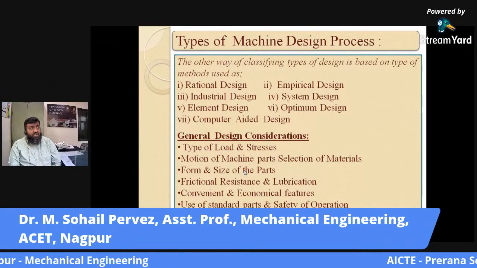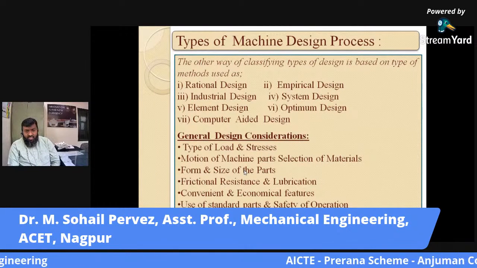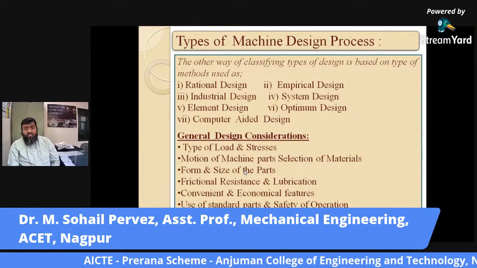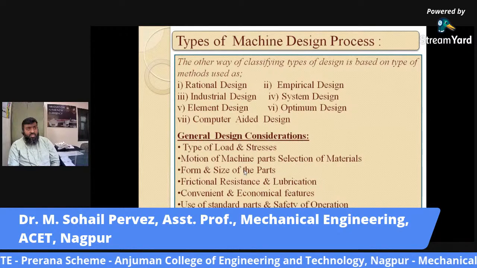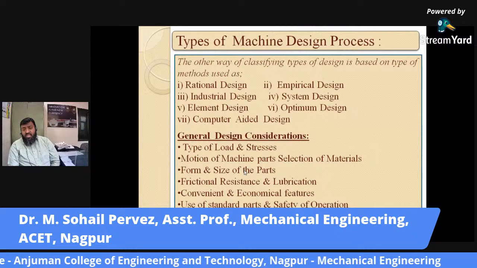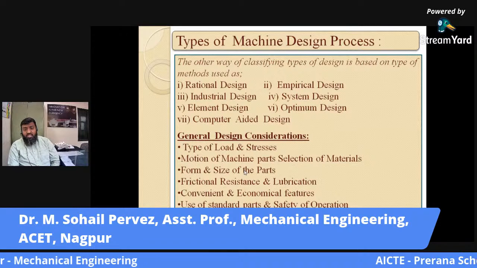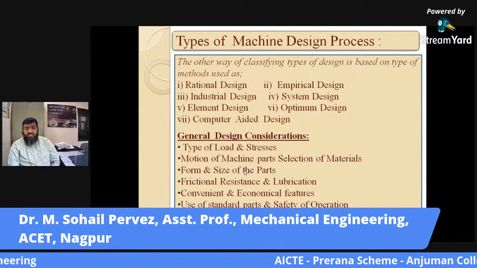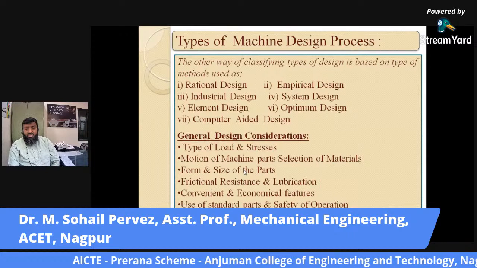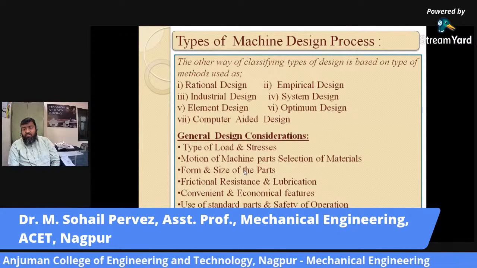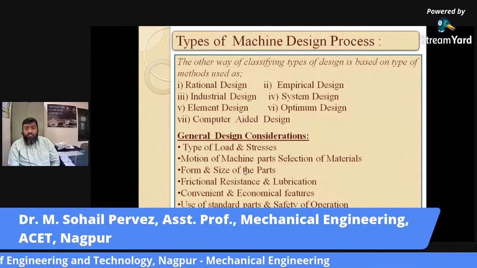Frictional resistance and lubrication. You might have gone through this particular topic, or you have seen this in DME also, design of machine elements. But still, when we say frictional resistance and lubrication, a machine designer or a design engineer should know where the components will come in contact with each other and how much friction will be developed, and how to minimize that friction through lubrication by providing a number of ports, a number of facilities for lubrication.